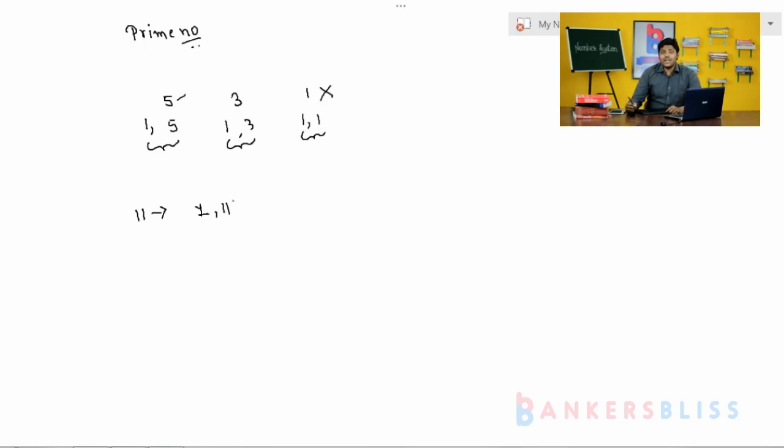Now, how to identify whether the given number is prime or not? Let me give you an example: 91. Is 91 a prime or not? Many students tell that 91 is a prime number. Actually speaking, it is not a prime number. So how to identify by seeing the number itself, whether it is prime or not?